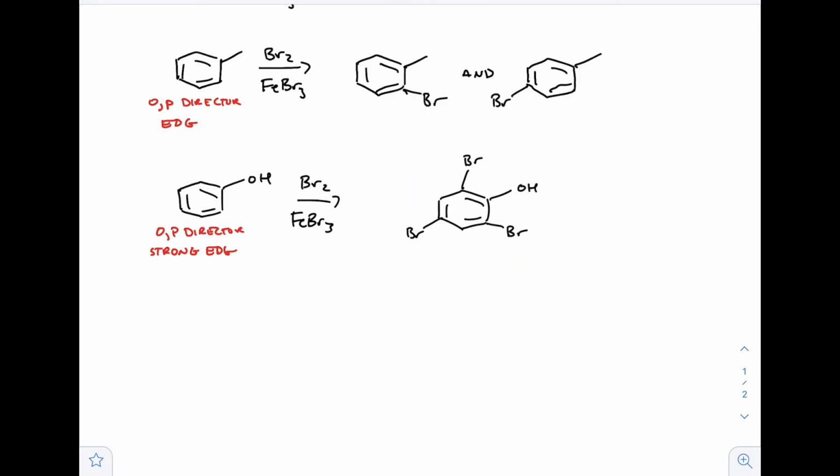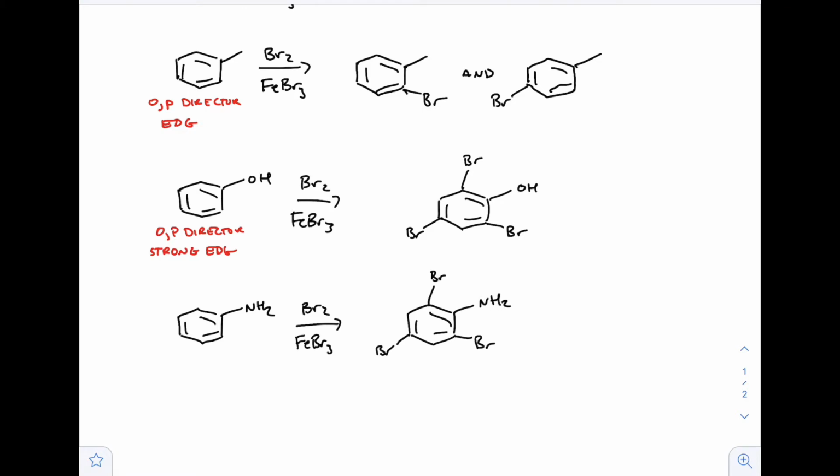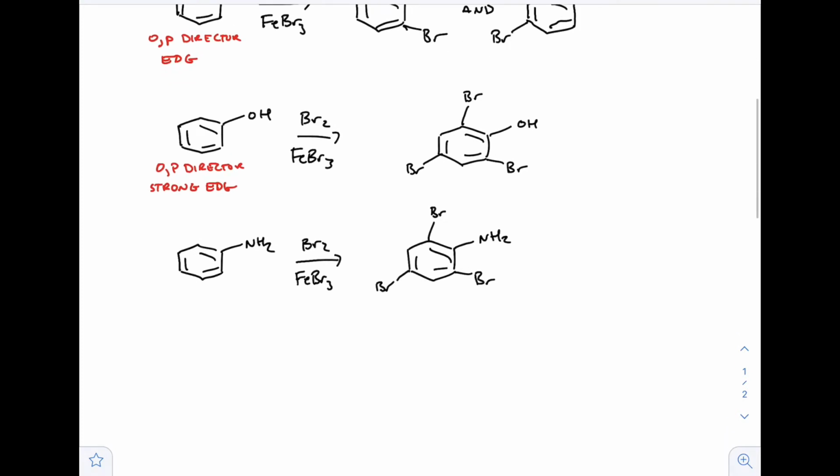And so it's kind of fancy in that it adds 3 bromines to the same benzene ring, all in one fell swoop. And so does the aniline, so the aminobenzene. And that's because, well, aniline, specifically, that NH2 group is at the top of the list, while OH is just below that. So they're both really strong electron donating groups. And so it's really hard to control this halogenation process.